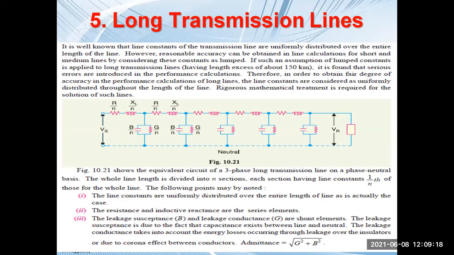Now the resistance and reactance are series elements. So R and L will be the series elements, and the leakage susceptance B and the leakage conductance G are the shunt elements. The leakage susceptance is due to the fact that capacitance exists between the line and neutral. The leakage conductance takes into account the energy losses occurring through leakage over the insulators or due to the corona effect between the conductors. We'll understand insulators and corona later on, but there is some power loss due to this leakage current. That leakage current will actually be taken by the capacitor. So admittance will be equal to the square root of G square plus B square.